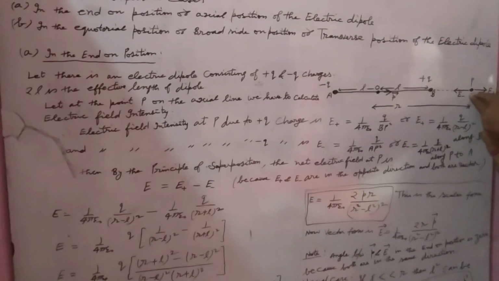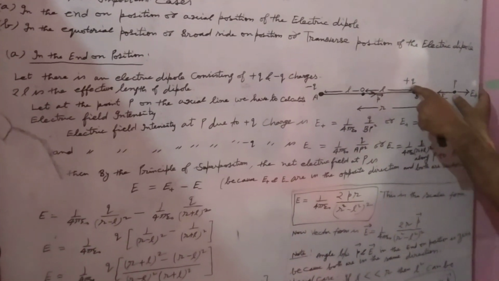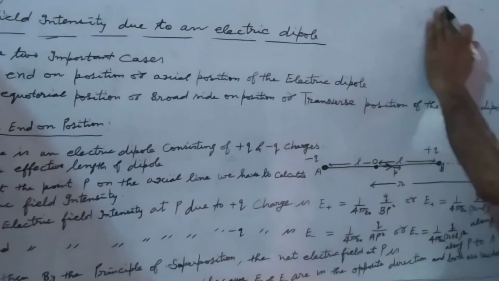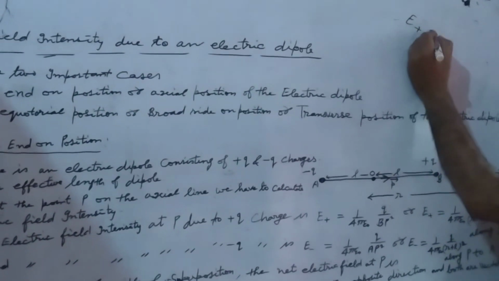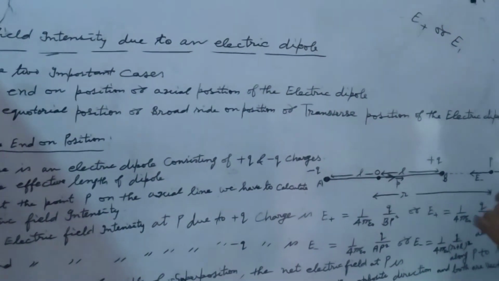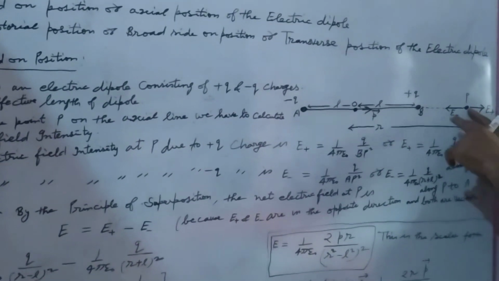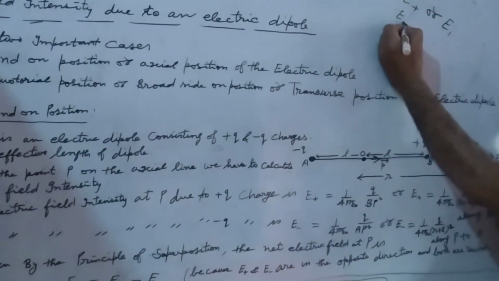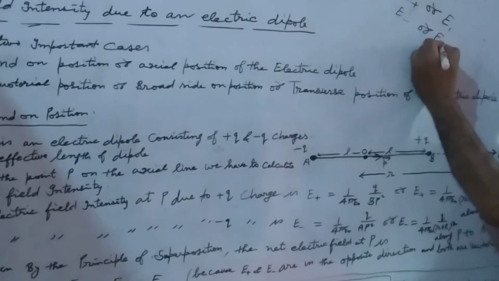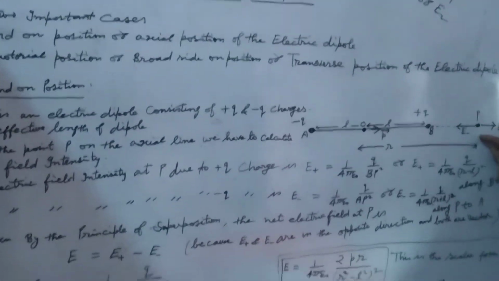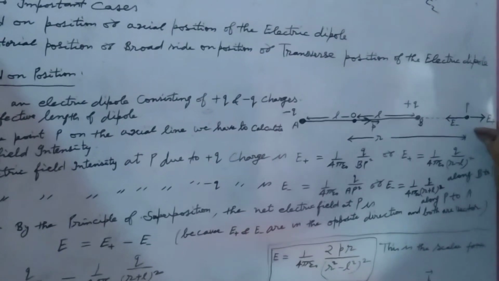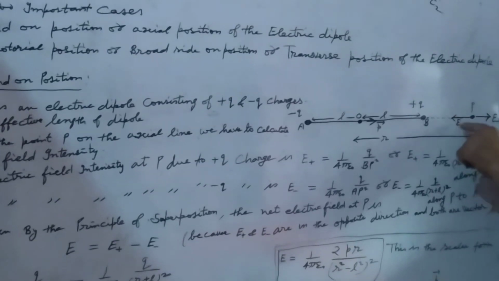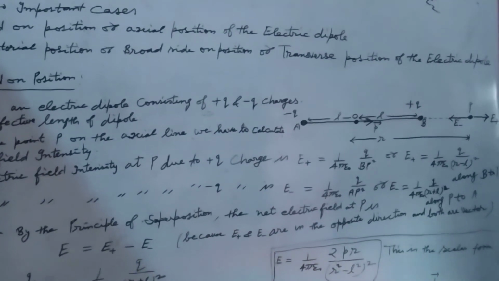So at the point P, the intensity of electric field due to the plus Q charge is considered as E plus. You can also consider it as E1. In the same way, at the point P, electric field intensity due to the minus Q charge, you can symbolize as E minus or E2, depending on you. And the key point is the direction of the arrow, you always keep it in mind.